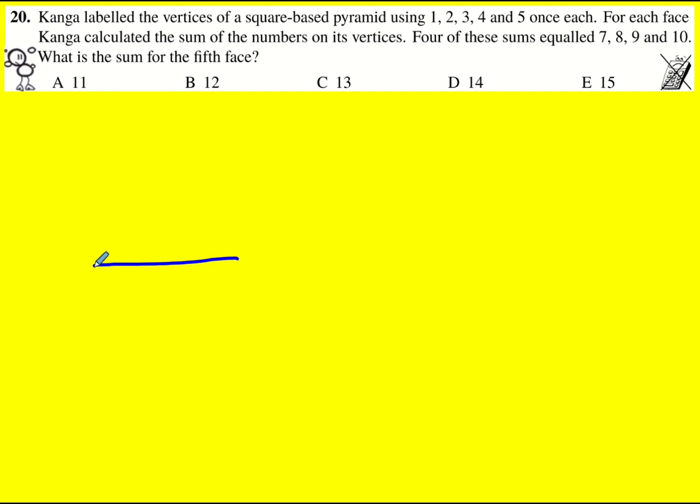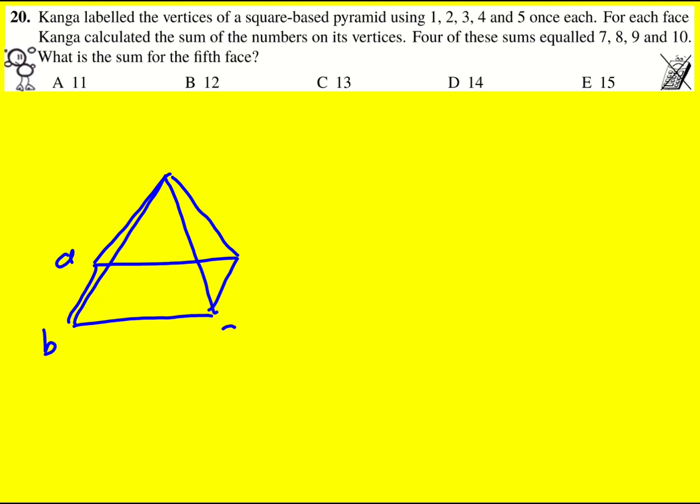This question caused me some problems. I think it's one of the hardest on the paper, that you have to work through logically and realize certain facts to use, which I'm going to explain here. So here's my square-based pyramid, and I'm going to label it A, B, C, D, E. Now we're using the numbers 1, 2, 3, 4, 5, but we don't know where they go.